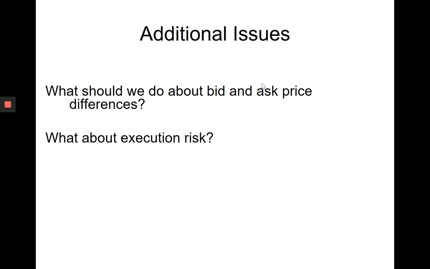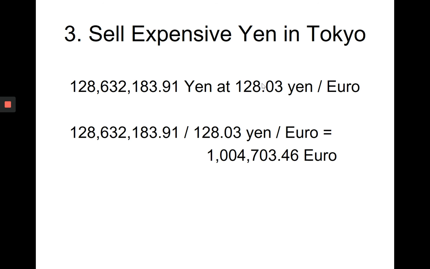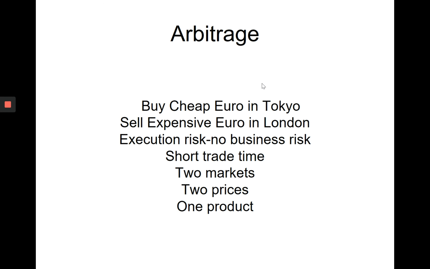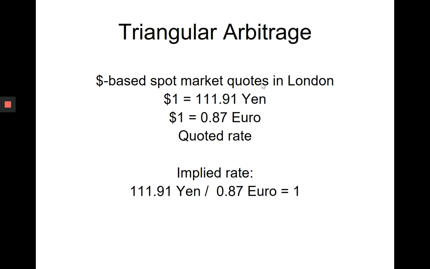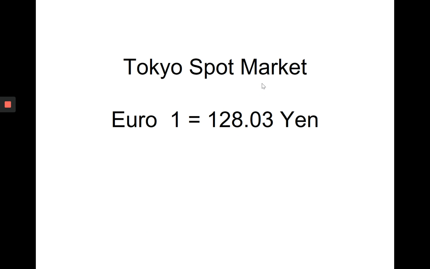Okay, but this bid and ask price cost us something. Let's go back in my slides. Here is our first slide. I gave you two quotations. $1 equals 111.91 yen. But I didn't tell you if this was bid price or ask price, the price for buying dollars or for selling dollars. If I want to give you bid and ask price, I have to give you two prices. Same thing for a dollar versus euro. We need two prices there. And same thing for this Tokyo spot market price. We need a bid and an ask price.